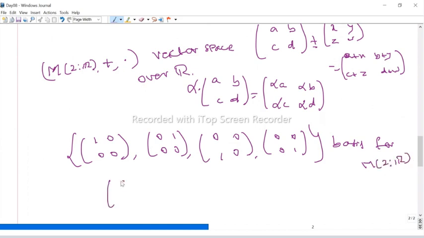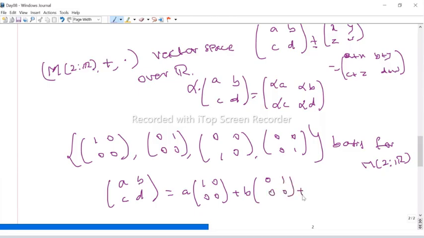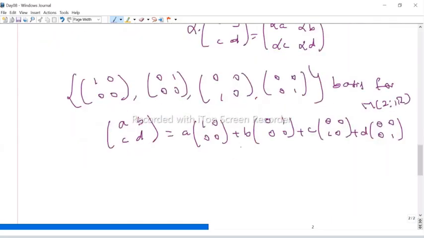Why? Because if you take any matrix A, B, C, D, we can write it as a linear combination of these matrices. How can we write it? It equals A times the first matrix, plus B times the second matrix, plus C times the third matrix, plus D times the last one, 0, 0, 0, 1. If we multiply A inside and sum everything, we get A, B, C, D. Therefore, any 2 by 2 matrix A, B, C, D can be written as a linear combination of these matrices.